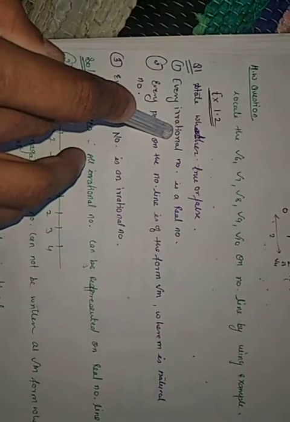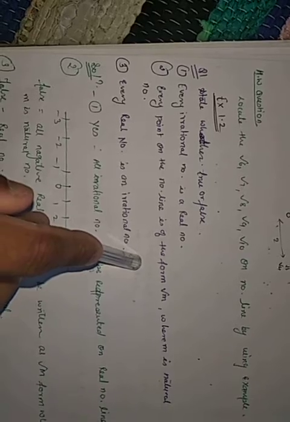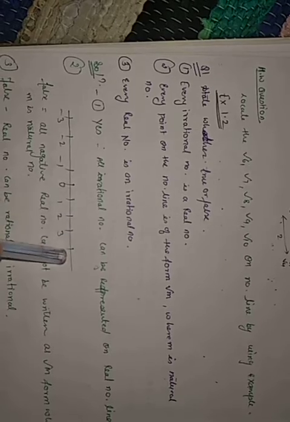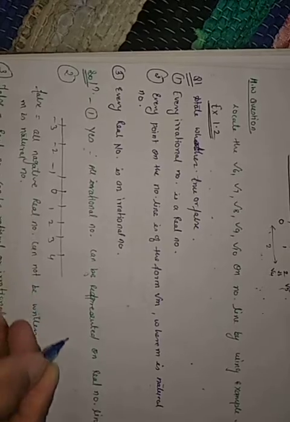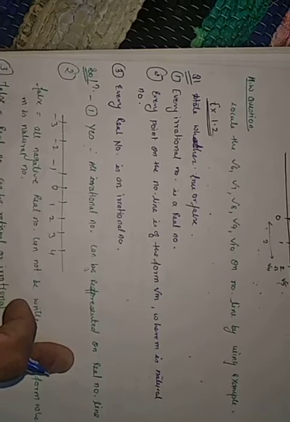I am starting with Exercise 1.2. In Exercise 1.2, there are three questions on the basis of true or false. Just see here: every irrational number is a real number. You already know the answer. Yes, all irrational numbers can be represented on the real number line. As you know, real numbers are rational and irrational numbers together, so all of them are called real numbers. This is the answer to the first question.